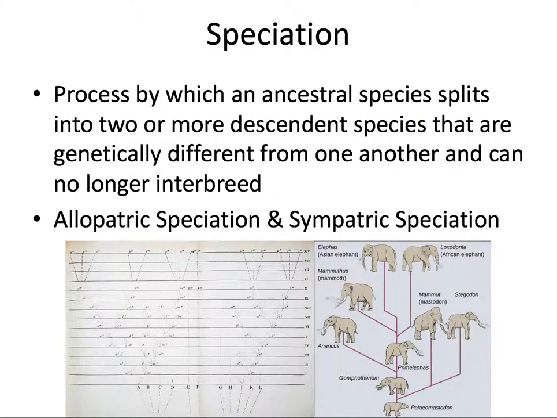Okay, so how does speciation happen? Speciation is the process by which ancestral species split into two or more descendant species that are genetically different from one another and can no longer interbreed. Here you can see images showing you the modern day elephant and the speciation of the modern day elephant from ancient ancestors. There are two ways that speciation happens. The first is called allopatric speciation, and the second is called sympatric speciation.